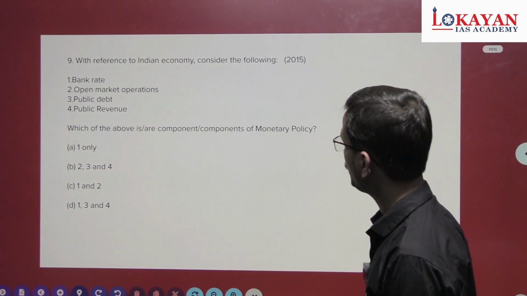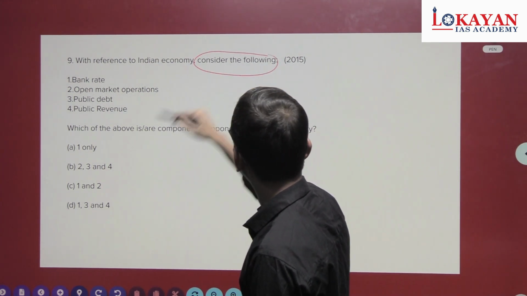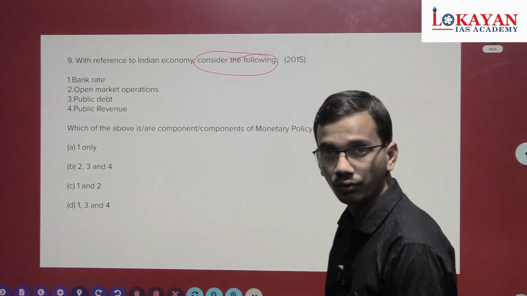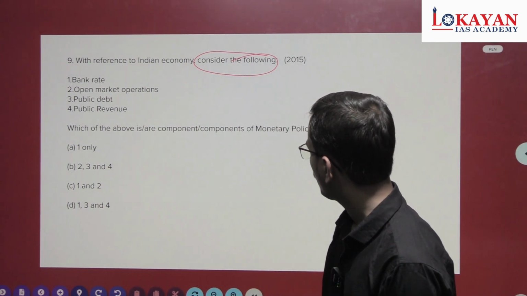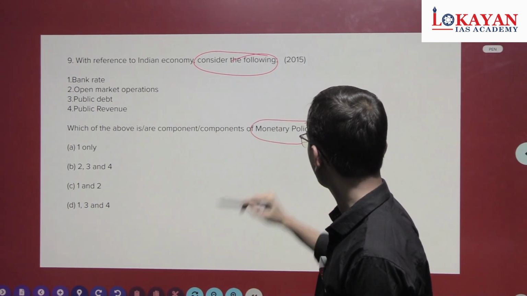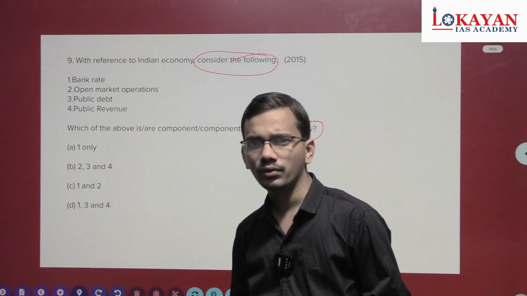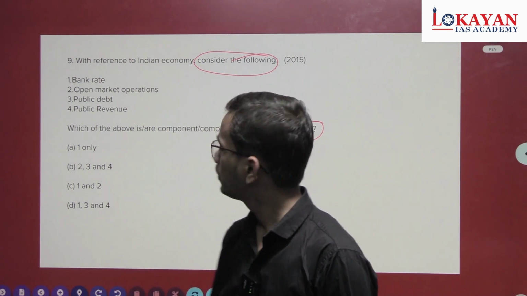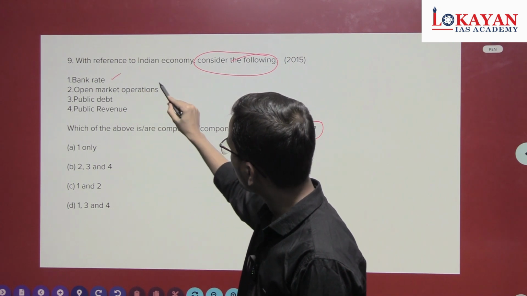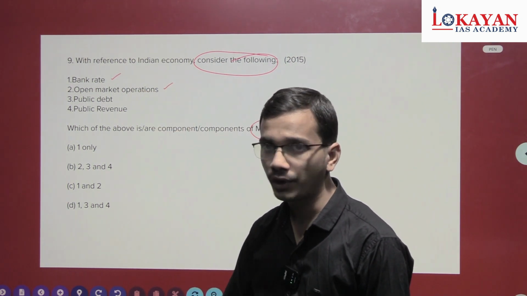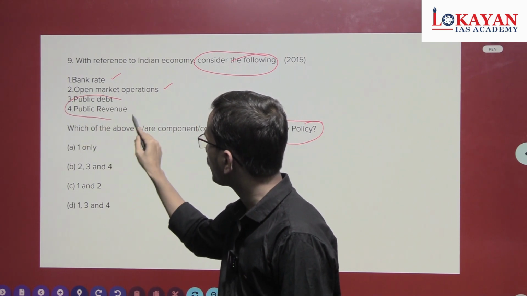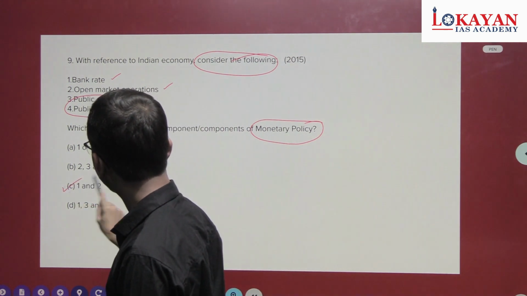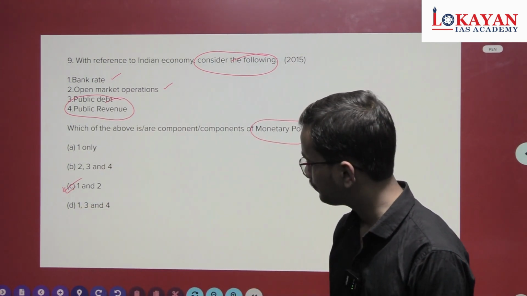Okay, with reference to the Indian economy, consider the following: bank rate, OMO, public debt, public revenue. Which of the above are components of monetary policy? You can refer to any static book. There you will read about quantitative tools and qualitative tools. Clearly, bank rate and OMO are tools of monetary policy, not public debt or public revenue. These are related to fiscal policy. So option C, 1 and 2, is the correct answer.